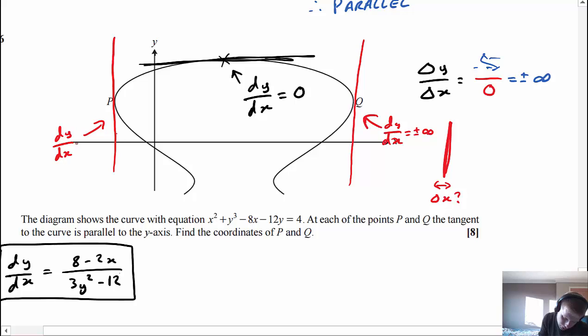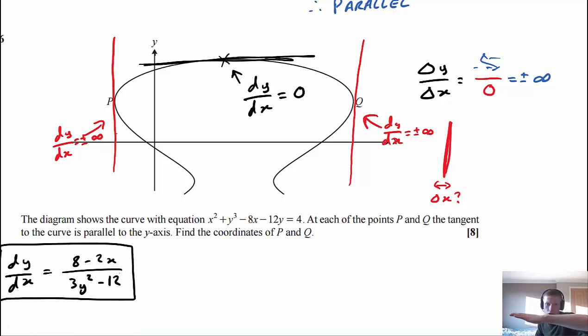I'm just sticking plus or minus in there because if you're a pure mathematician, you'll be shouting at me if I don't. So it's positive or negative infinity. The gradient of a horizontal line, that's a stationary point. The gradient is 0. Fine, we know that. But the gradient of a vertical line must be infinity.